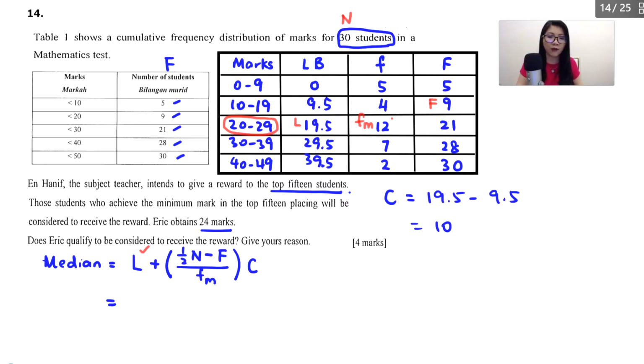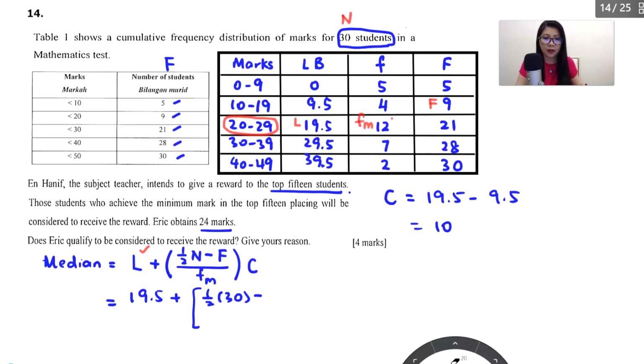Okay, so now I have all these values already. I'm going to substitute into the median formula. So L is 19.5, plus, and then half N, where N is 30, then minus, this one I'm going to write in square brackets, minus the cumulative frequency 9, then over FM, which is 12, and then times C, which is 10.